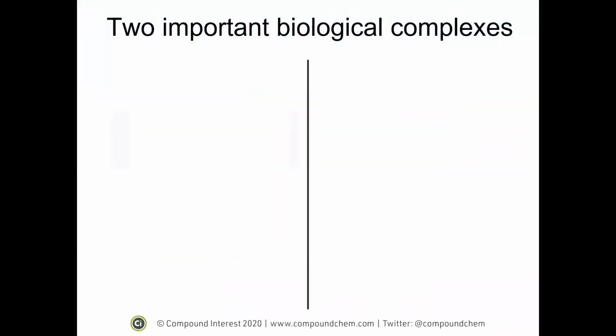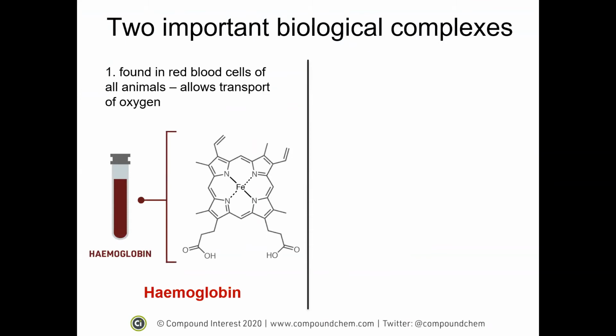Okay, and just to briefly mention 2 important biological complexes that make use of this. Found in the red blood cells of all animals, allowing oxygen transport: hemoglobin. Yes, it's an iron complex, and that's why blood is red. It's got an iron 3 ion, not an iron atom. And of course, rust is also iron 3 oxide. So that's why rust and blood are a similar color.